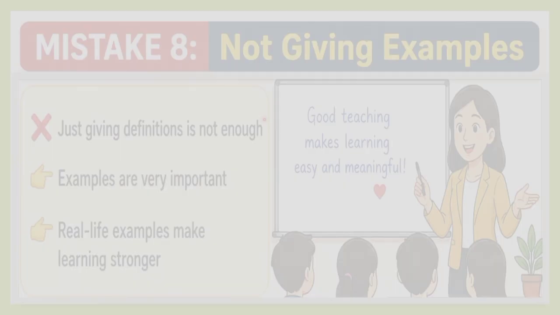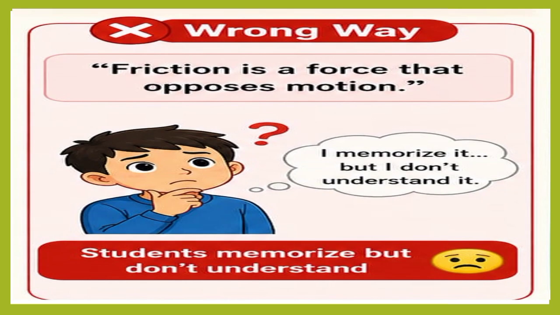Remember that. Now I share with you an example of a wrong way of teaching, that is just giving a definition. Friction is a force that opposes motion. Now here only the definition is given. No example, no real life example. So here the child thinks, I memorize it but I don't understand it. The students memorize but don't understand. This is the result of this kind of teaching.